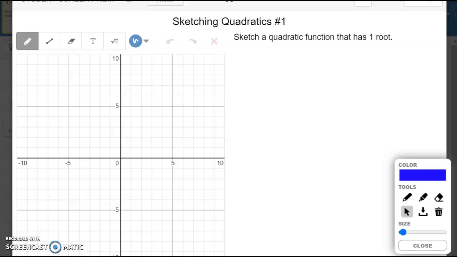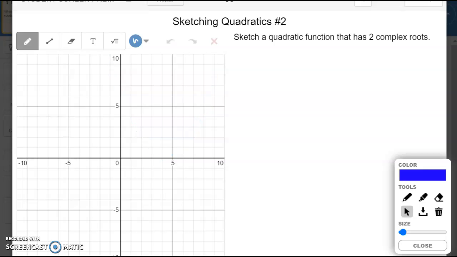Okay, how can you get one root? That's where the graph just touches the x-axis. That means it never crosses. So let's just say I could make it look like this. And remember, parabolas are pretty symmetrical, so you do want it to be symmetrical somewhat. Okay, so it only has one root. It touches the x-axis only once. It does not go over to the other side.